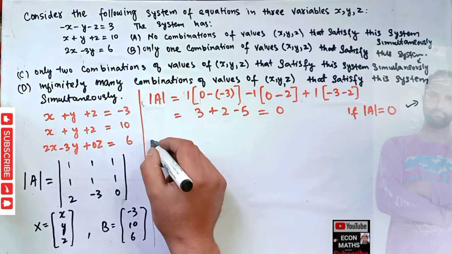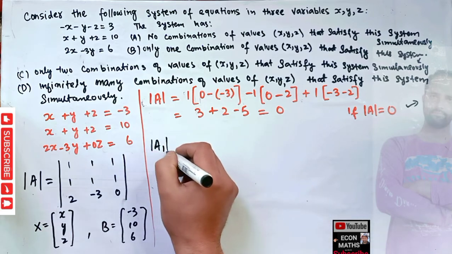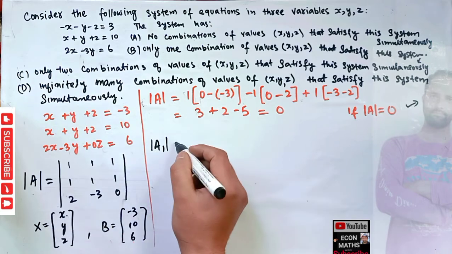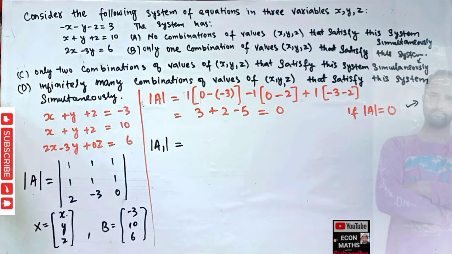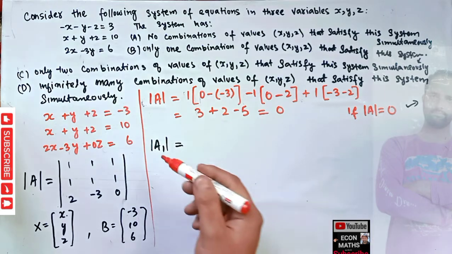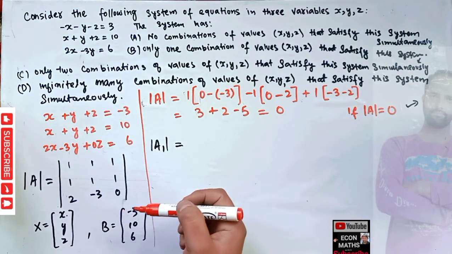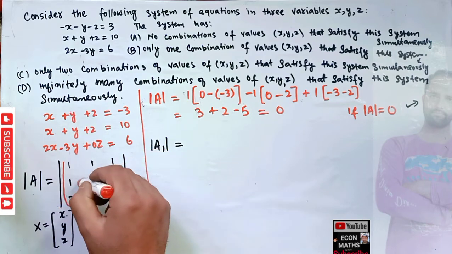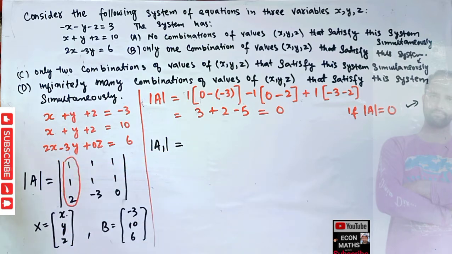Now to find A1, that means to get the value of x, we need to form a new matrix A1 such that this A1 is formed by replacing the first column of the coefficient matrix with the vector of constant terms.